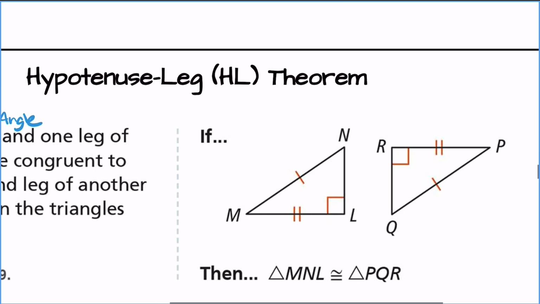So in this case, my hypotenuse is always opposite my right angle. So I have both a right angle and a hypotenuse. Here I have a right angle and I have a hypotenuse. And it really doesn't matter which leg you use as long as you use one of the sets. In this case, they have ML, this is my leg right here, ML, and RP. They could have also used NL or NRQ, but no matter what, you have to use the hypotenuse.